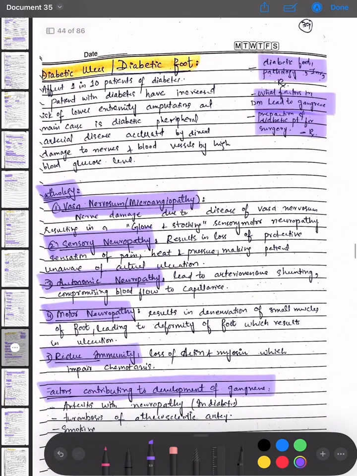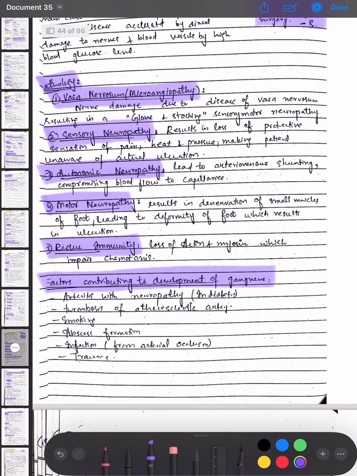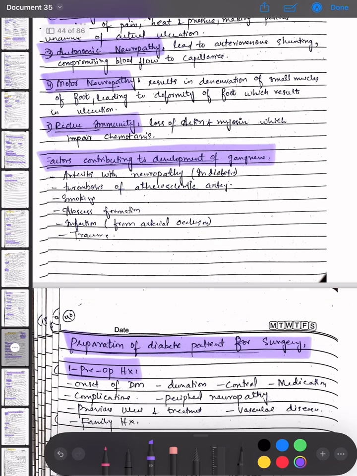And what the etiology is. Then we discussed the diabetic ulcer or diabetic foot, what its clinical features are, and what the pathology is, with five steps, that is vasa nervosum, sensory neuropathy, autonomic neuropathy, motor neuropathy, and reduced immunity. These all make up the pathology. Then what are the factors that contribute to the development of gangrene?